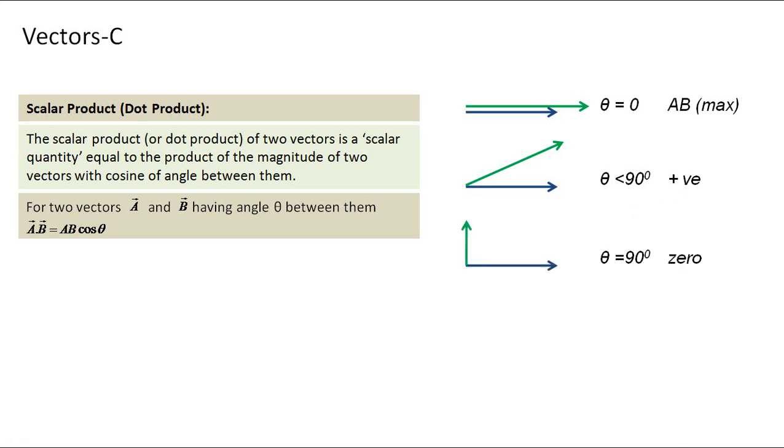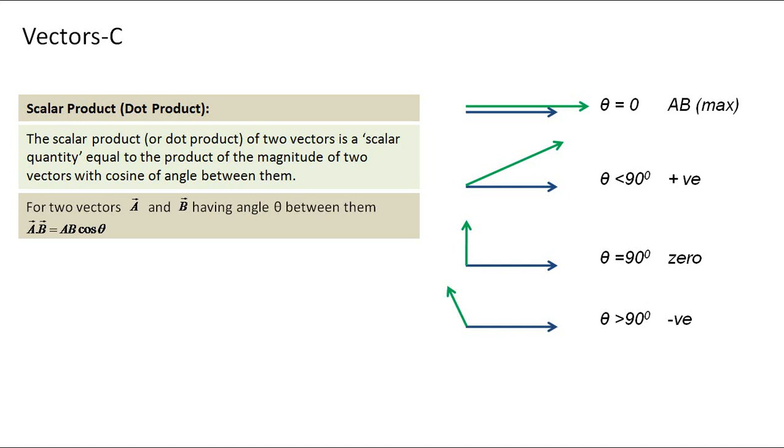If we further increase the angle theta, when it is 90 degrees, cos 90 is equal to 0. Hence the dot product of two vectors when the angle between them is 90 degrees is 0. This is an important property. We will find its application later.